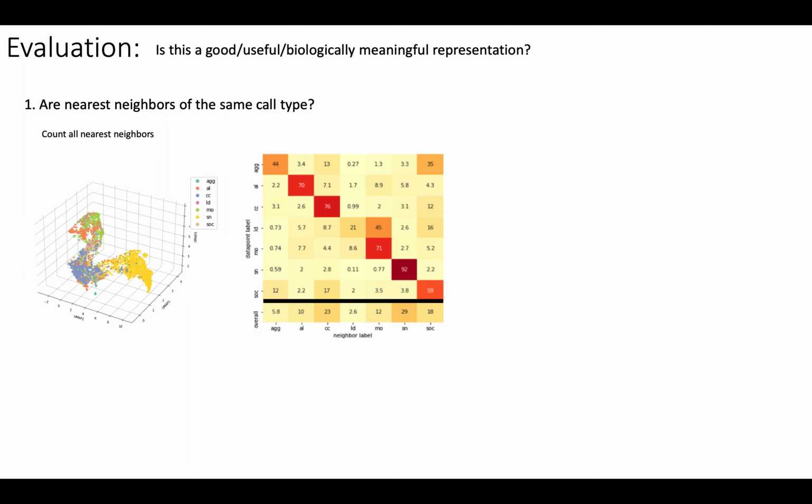Most importantly, the diagonal is the same class neighborhood frequency, and it is on average 62% for this data set.